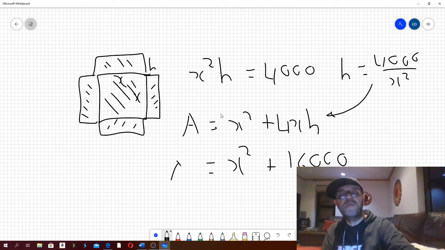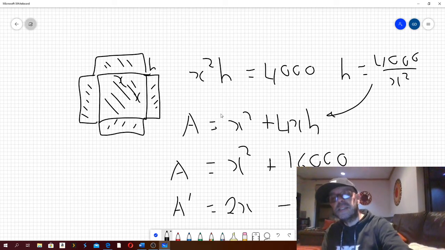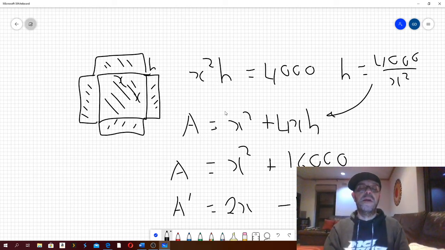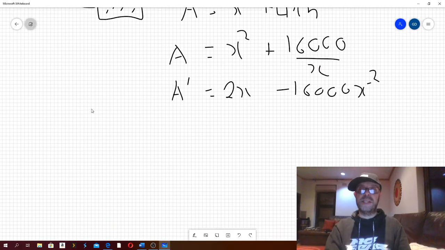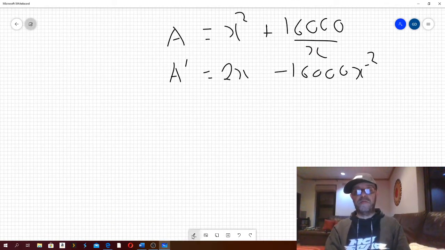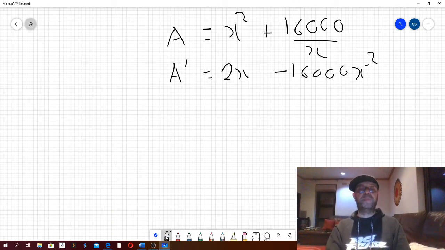Now this can be differentiated, so we can say that the area differentiated is 2x minus 16,000, because that's x to the minus 1, so that minus 1 would come to the front, and it'd be x to the minus 2, or over x squared. So setting this to 0 because we want to find a minimum or a maximum, and remember that occurs where stationary points are, or where the gradient function equals 0.